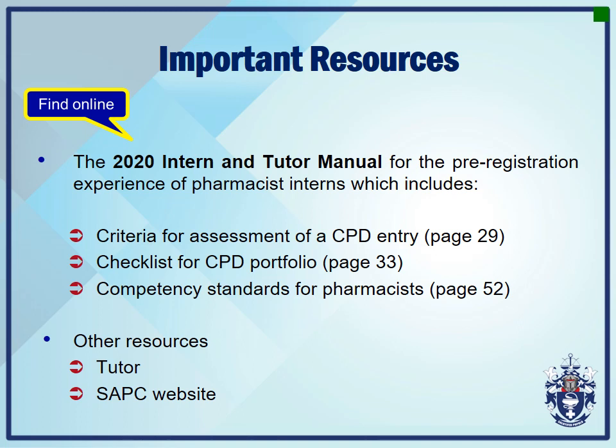Important resources within this manual that I suggest that you highlight is on page 29, the criteria for assessment of a CPD entry. This gives you insight into the mark breakdown that the assessors and moderators use in order to deem you as competent. Secondly is the checklist for the CPD portfolio, which is on page 33. This checklist provides you with the ideal questions you need to be asking yourself as you progress through the CPD. And lastly, your competency standards for the pharmacist, which is on page 52, which provides all of the competency standards that you require.